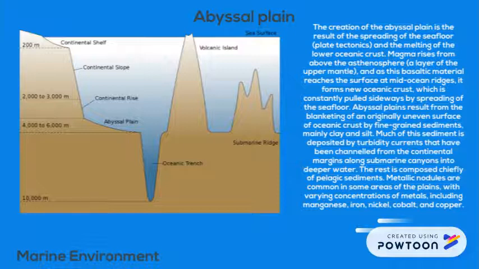Metallic nodules are common in some areas of the plains, with varying concentrations of metal including manganese, iron, nickel, cobalt, and copper.